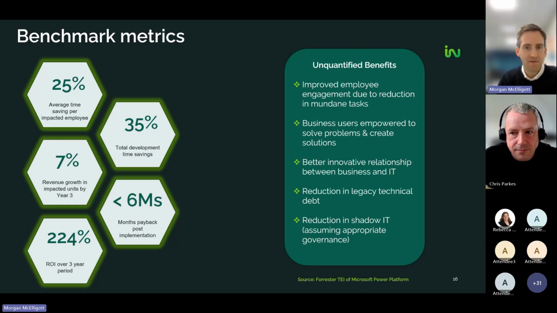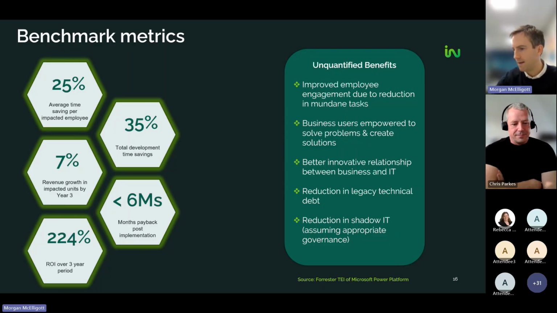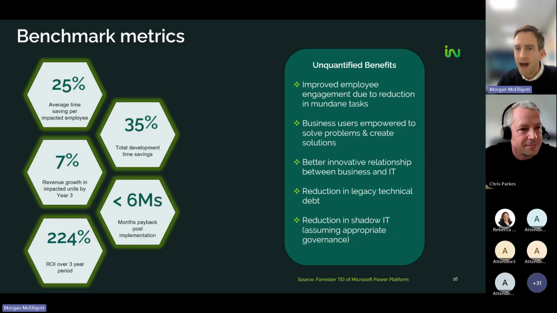So really powerful findings in that report. It's worth a read if you have the time. It's available online, and it's referenced at the bottom of the slide. So that concludes section 1, and we have one question here, Chris, which I'm going to fire at you maybe. Where would you start with Power if you were looking for an optimal use case?